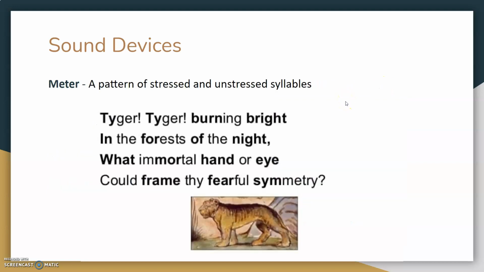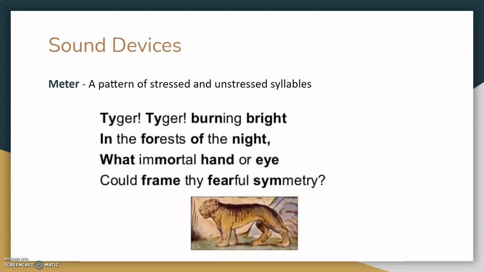Next we have meter. Meter is a pattern of stressed and unstressed syllables. Remember, a syllable is one unit of sound. So let's take a look at this one stanza from The Tiger by William Blake. All of the bolded letters or syllables are the ones that are being stressed. And when I say stressed, I mean said more loud than the other syllables.